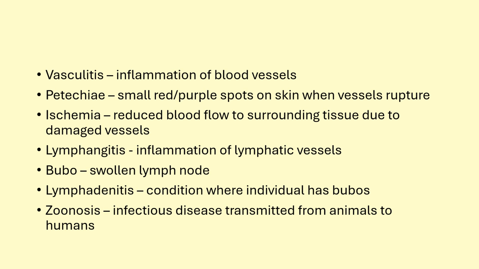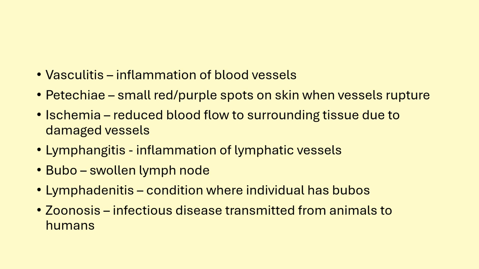Vasculitis is inflammation of the blood vessels. Potentially small red purple spots on the skin when those blood vessels rupture. Ischemia is a reduced blood flow. That's usually due to a blood vessel being damaged.